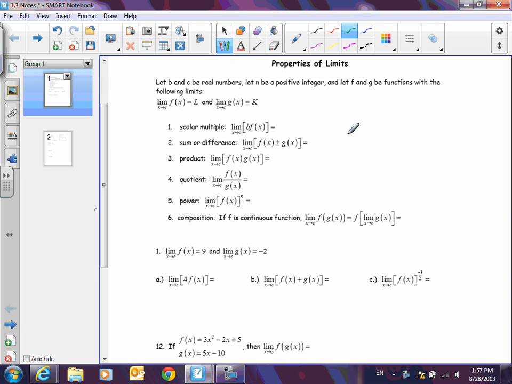Okay, so on 1.3 notes, we're going to look at some properties of limits. And so this is good. It's going to be something new, but in the midst of doing this, we're going to practice what we already know about limits, and it's going to be a good review.